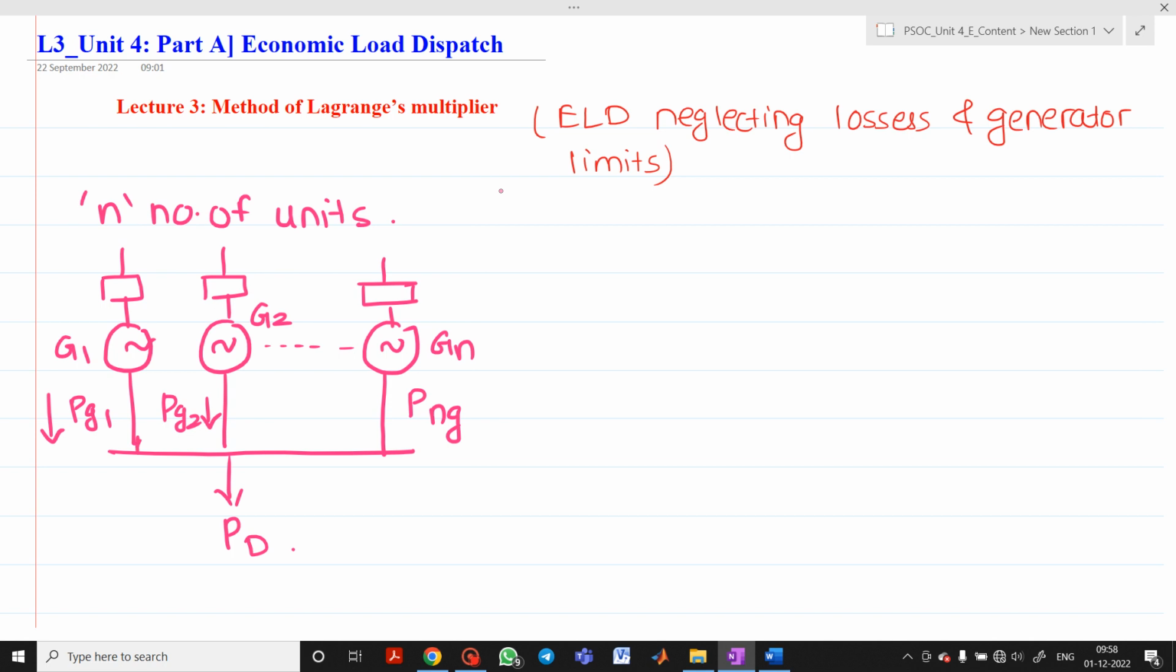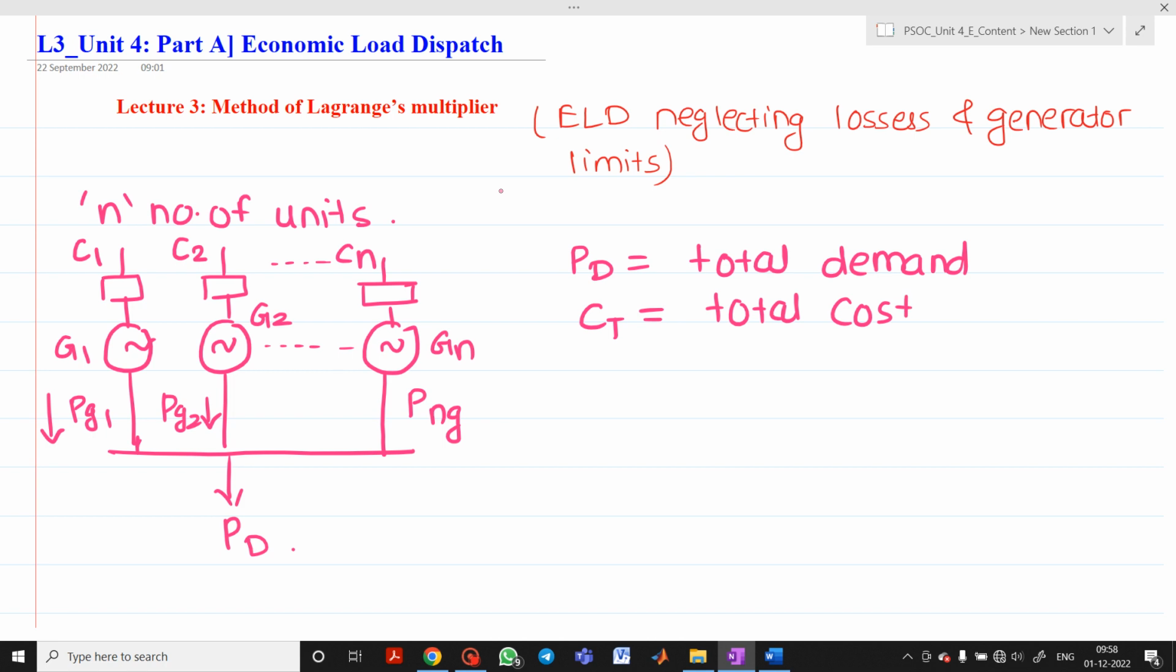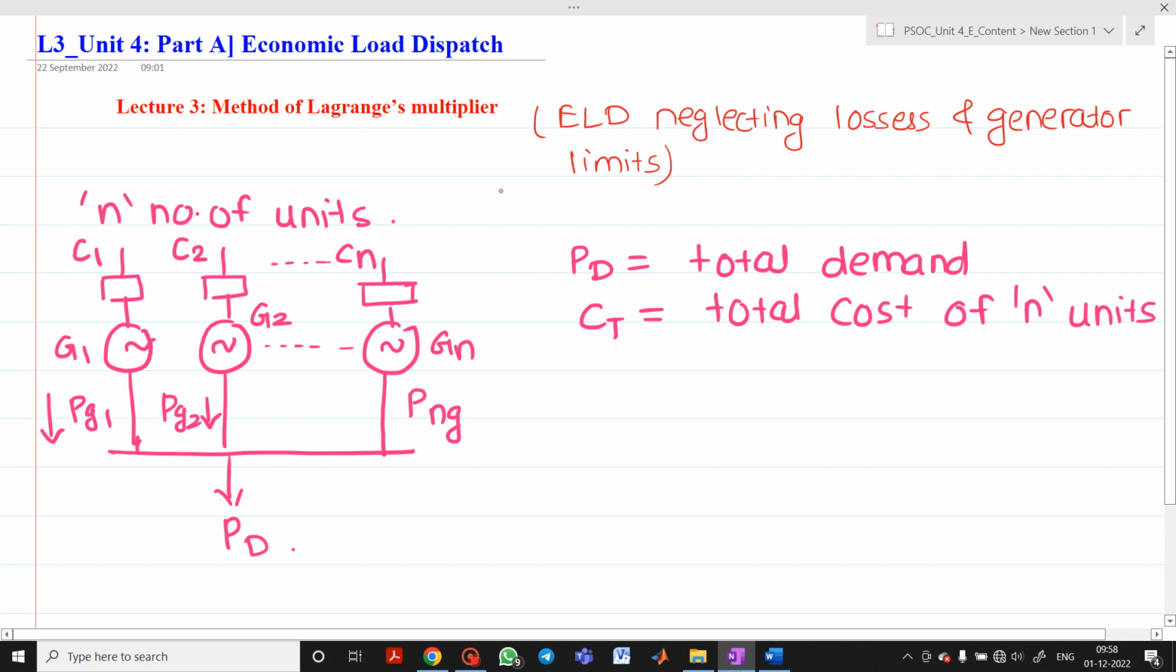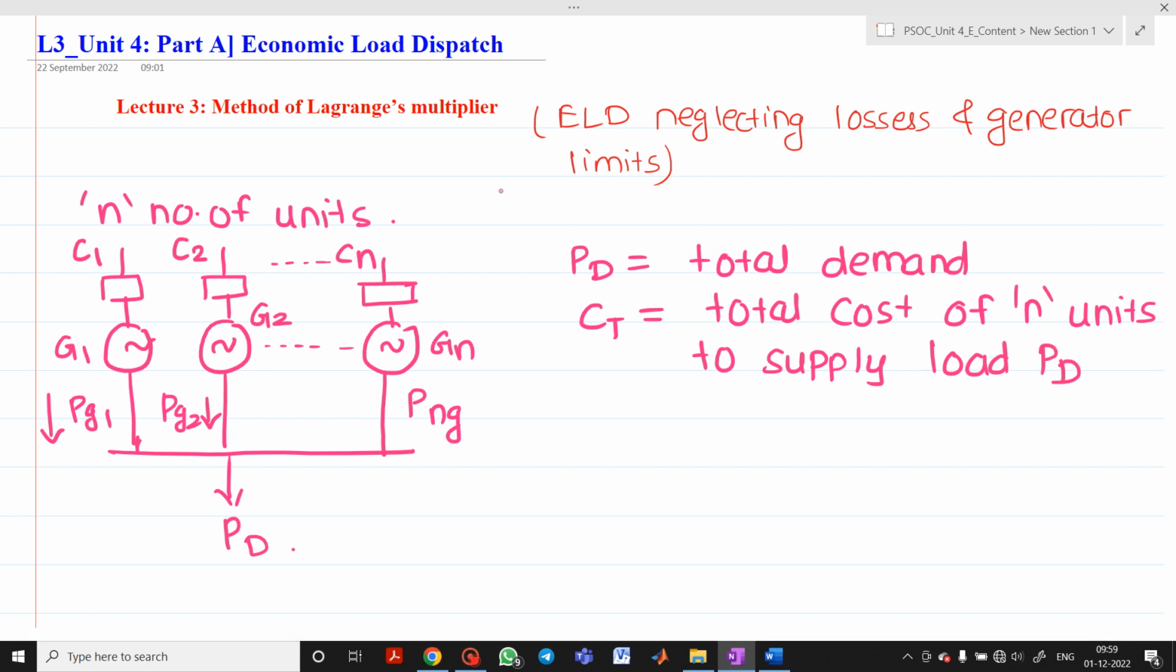Now the cost of generation of generator 1 is C1, for generator 2 it is C2, and for generator n it will be Cn. So let me write it here. What is PD? PD will be equal to the total demand, or you can say it is the demanded power. Then CT will be equal to the total cost of n units to supply a load of PD, to supply the load demand, that is PD.